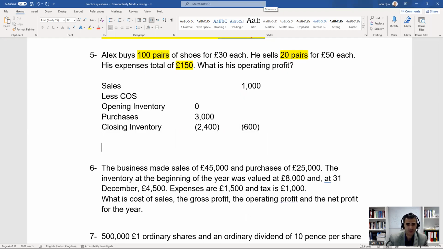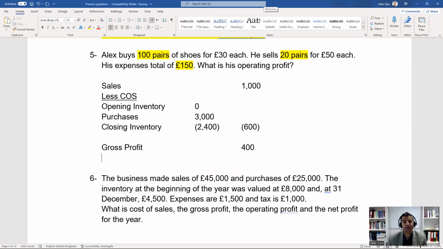So the gross profit equals the sales of 1,000 minus the cost of sales of 600, which makes a gross profit of 400. But the question doesn't ask you for the gross profit. The question asks you for operating profit. Operating profit means after expenses, so you need to take away the expenses. So here we go, less expenses.